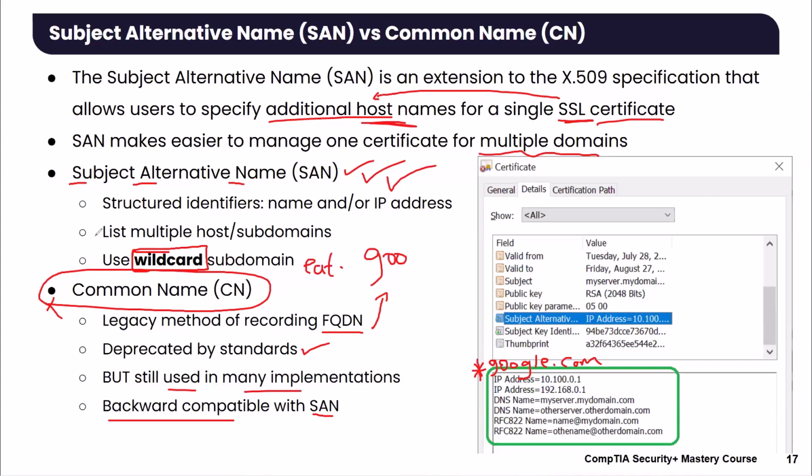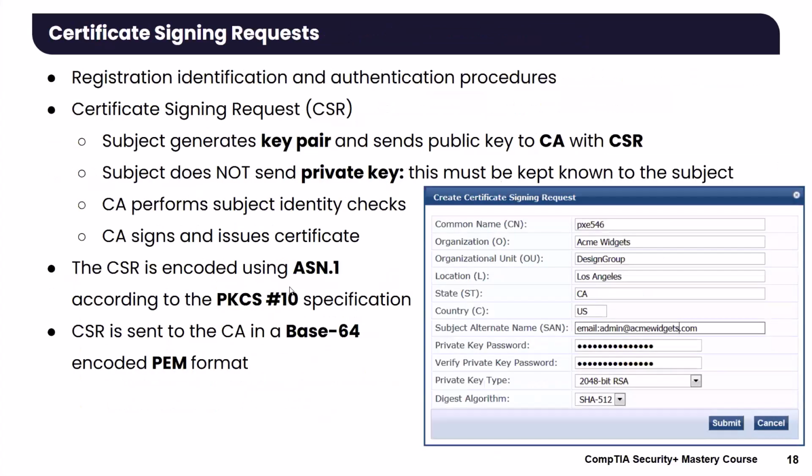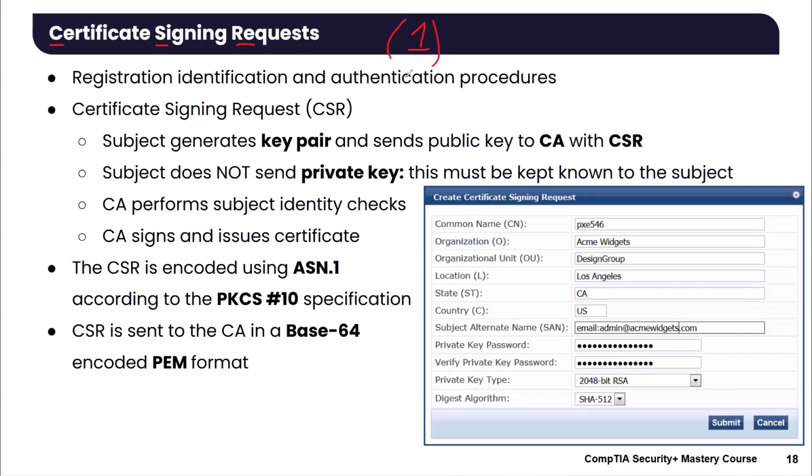Okay. So SAN is used to protect multiple domains. Keep going. Okay, so how would you go and get this? Well, there's what they normally call a CSR, the certificate signing request. This is the first thing you do. You're going to have to remember that for your exam.